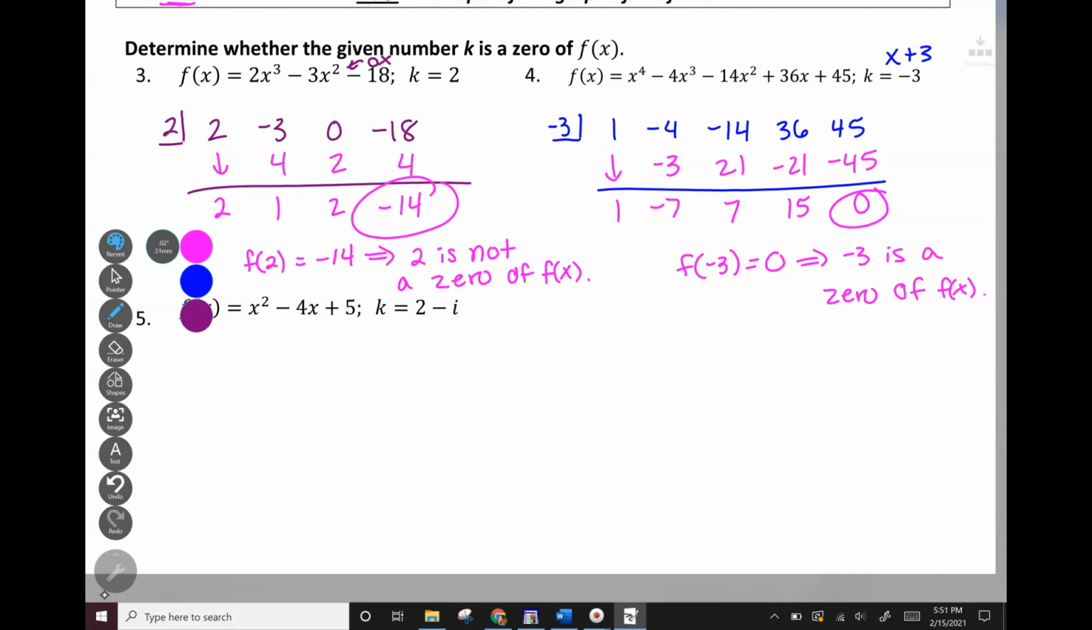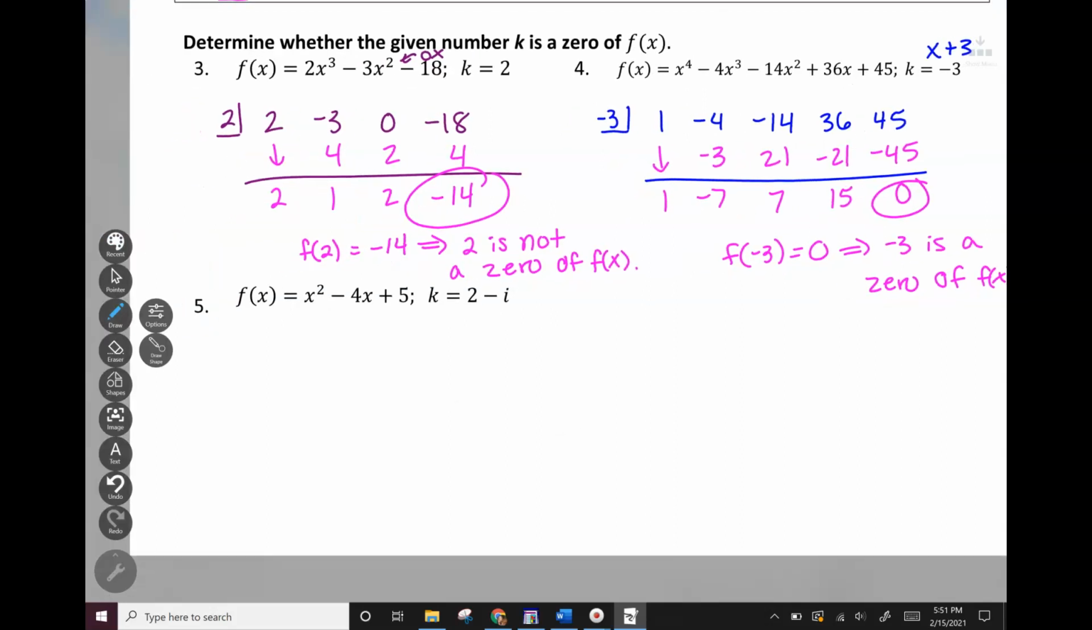All right. Number 5, we actually have an imaginary number here. So let's just see how this could work. You could plug k in for x and multiply, but let's just play around with synthetic division and see what happens. 2 minus i is what we're dividing by. And we've got 1, -4, +5. Okay, so bring the 1 down. 2 minus i times 1. Well, anything times 1 is just itself, so that's going to be 2 minus i.